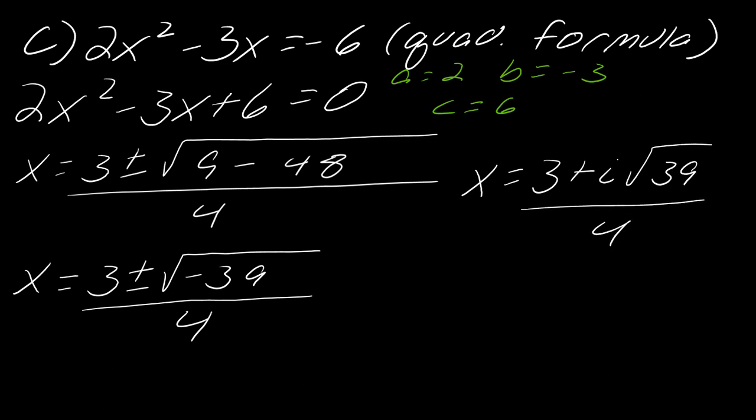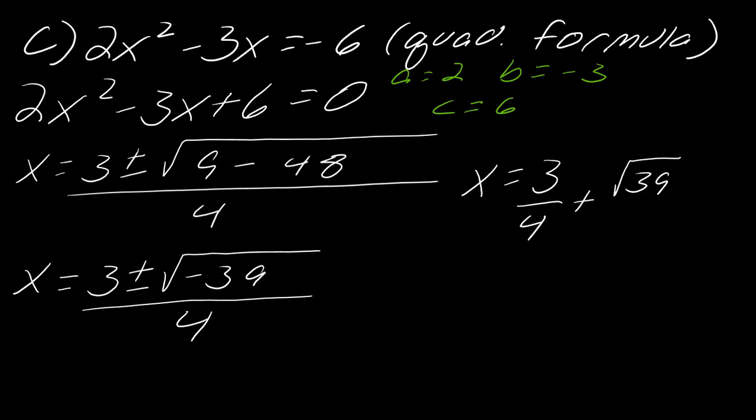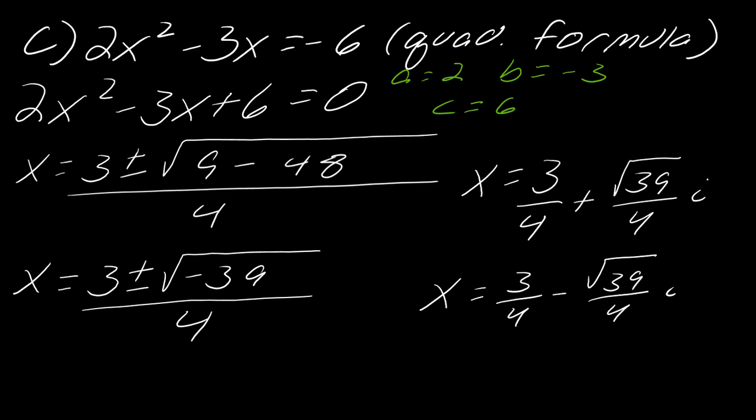And actually you could break this up into two pieces, I guess. So if we wanted to be technical, this would be 3 over 4. Oh my god, cannot write. Okay, 3 over 4 plus the square root of 39 over 4 i, and then just change it to a negative sign in the middle. Boom. Okay, and so that would be using the quadratic formula, and like I said, there's nothing else we can really simplify, so that's that.